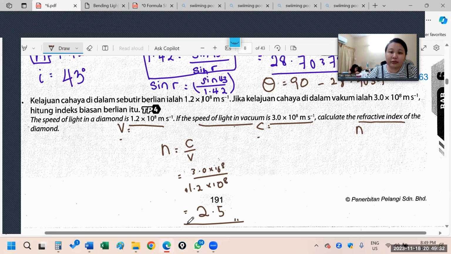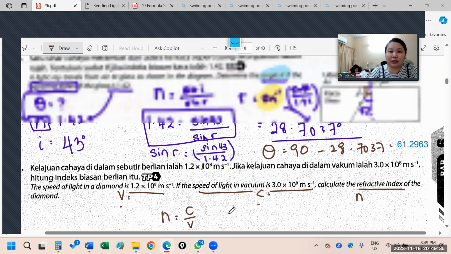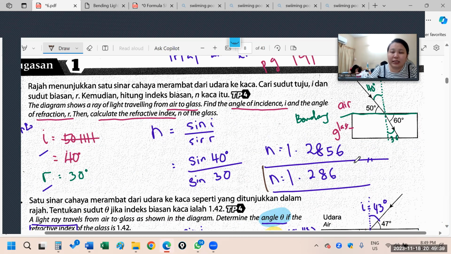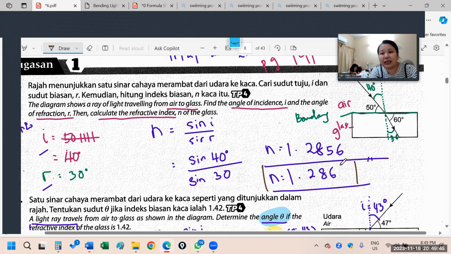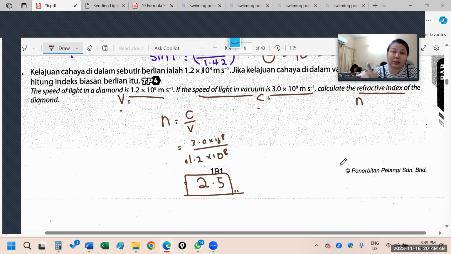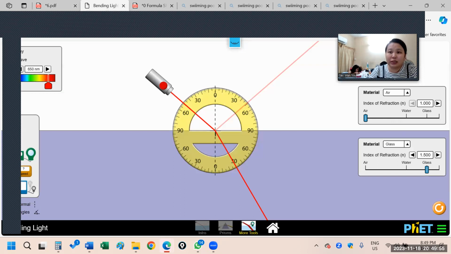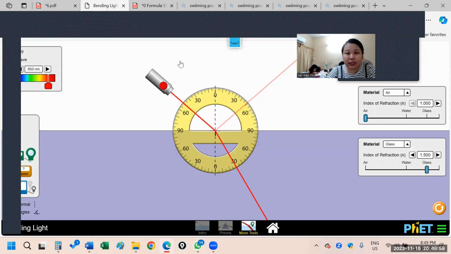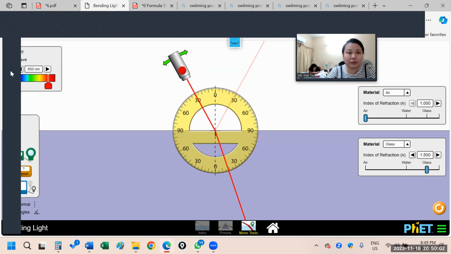So 2.5 is larger than glass. See, glass only 1.286 means it will bend the light a little bit. But 2.5, it will bend the light a lot. So let's see. If this is glass, and we make i as 30 again, r is around 19. Okay, sorry, yeah, 19.